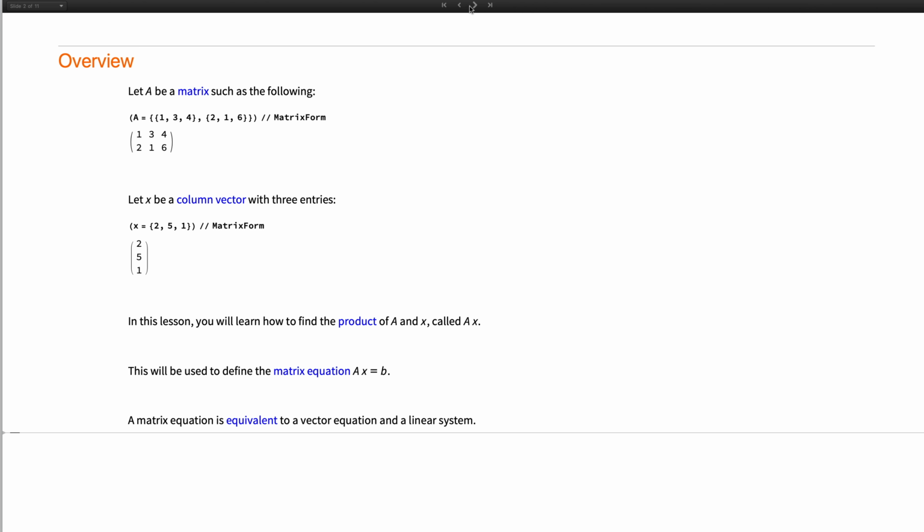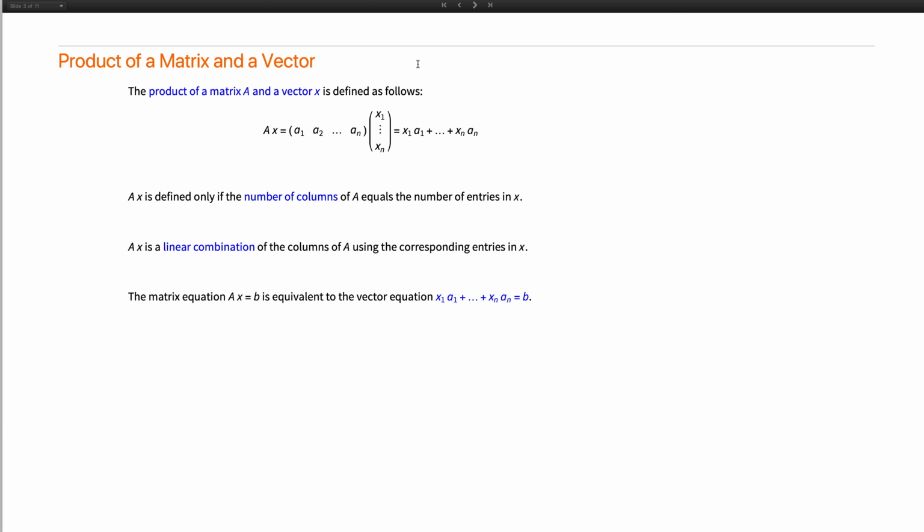So let's begin by trying to define the product of a matrix and a vector. Here you have a matrix capital A with n columns, a1, a2 up to an, and you have a vector with entries x1 up to xn. Then the product of A and x is defined by taking x1 times a1 and then x2 times a2 and then xn times an. So that's like multiplying a scalar by a vector in each case.